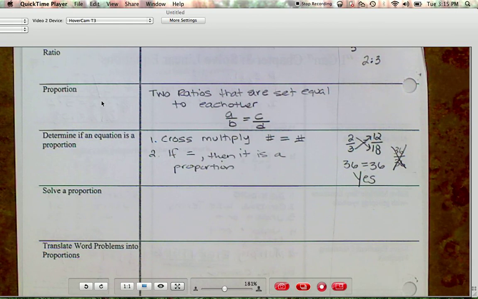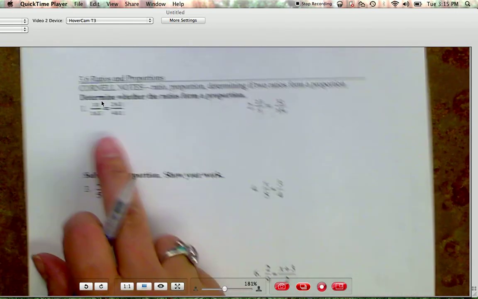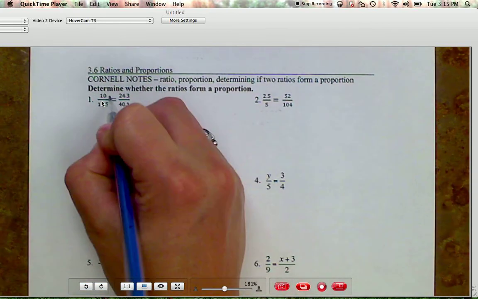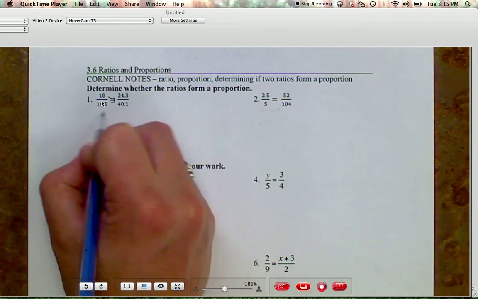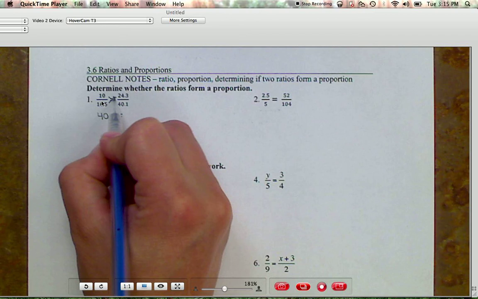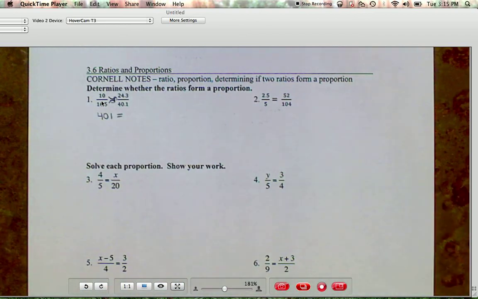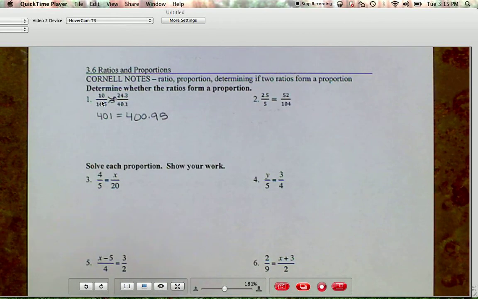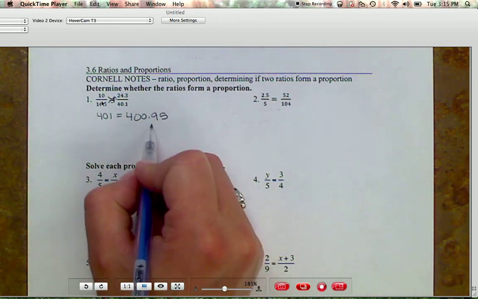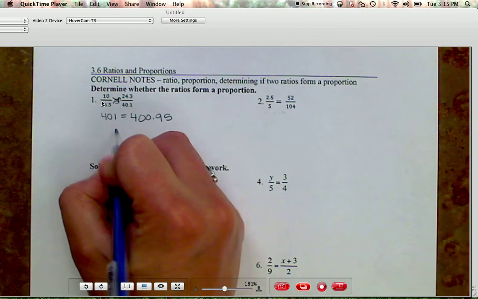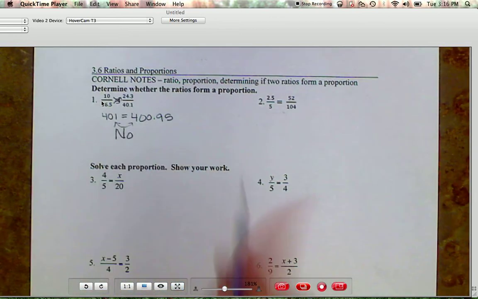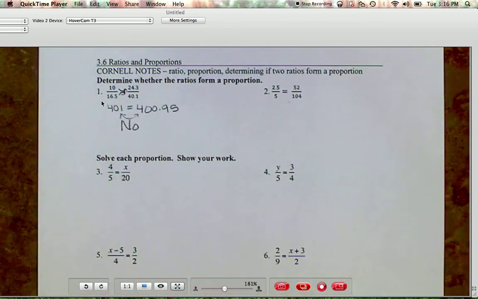So solving a proportion, let's actually go ahead and look at the first two examples. Determine whether the ratios form a proportion. You're simply going to cross multiply. So 40.1 times 10 is going to be 401, and 16.5 times 24.3 would give us 400.95. What you need to be careful of is they have to be exactly equal. These are not exactly equal, so the answer is no. The other thing, when you cross multiply, these two can be flipped around. It doesn't matter. As long as you set them equal to each other, that's all that matters.